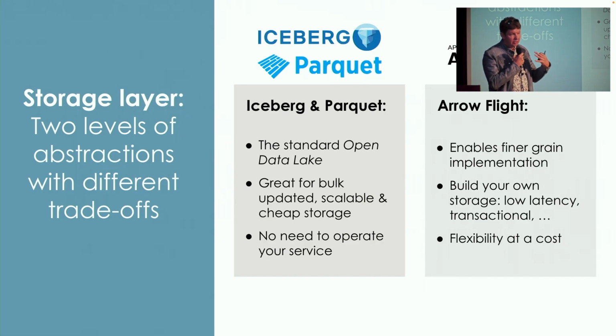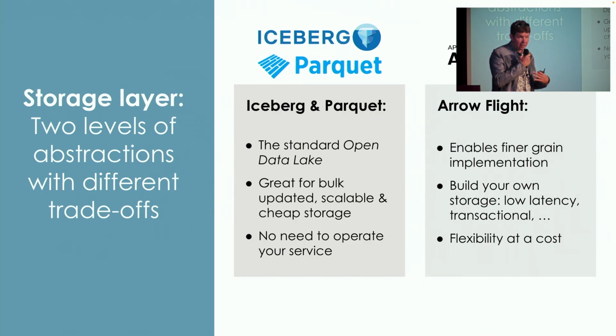It is great for bulk updates, scalable, and cheap storage, right? Iceberg works well when you're going to do bulk updates, where you insert a bunch of data at a time or you update a bunch of data at a time. And it scales really well, and it's cheap because it's S3, and it's great in that environment. And there's no need to operate any storage layer, right? It's S3. S3 is magical. It just scales. You don't have to do anything in that environment, right? It's just cloud-based. You forget that there are servers somewhere underneath.